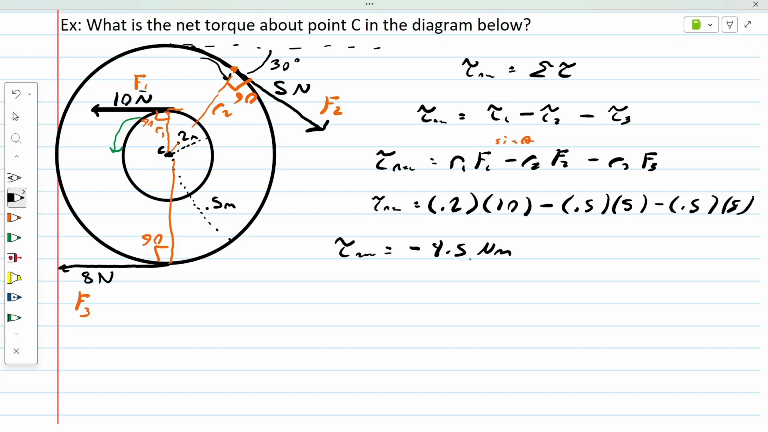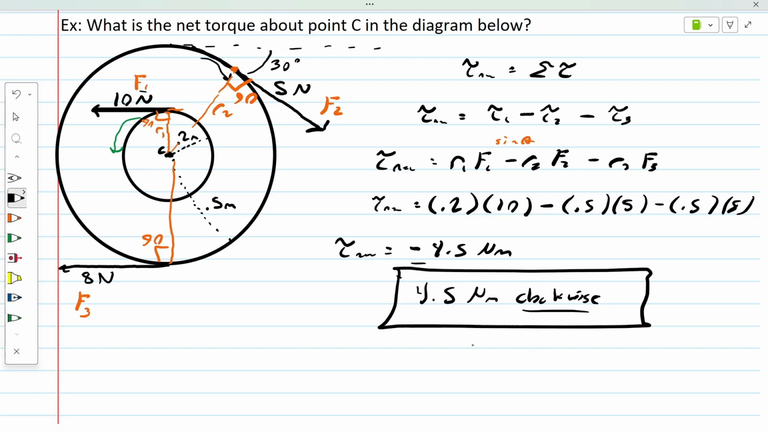And so if we plug this in to get our net torque, we just get negative 4.5 Newton meters. And so what does this negative mean? Well, we defined negative as the clockwise direction, so we could also say the answer is 4.5 Newton meters clockwise. And then we won't need that negative because that negative is really just the direction of torque. Okay, so that's what we got for torque.